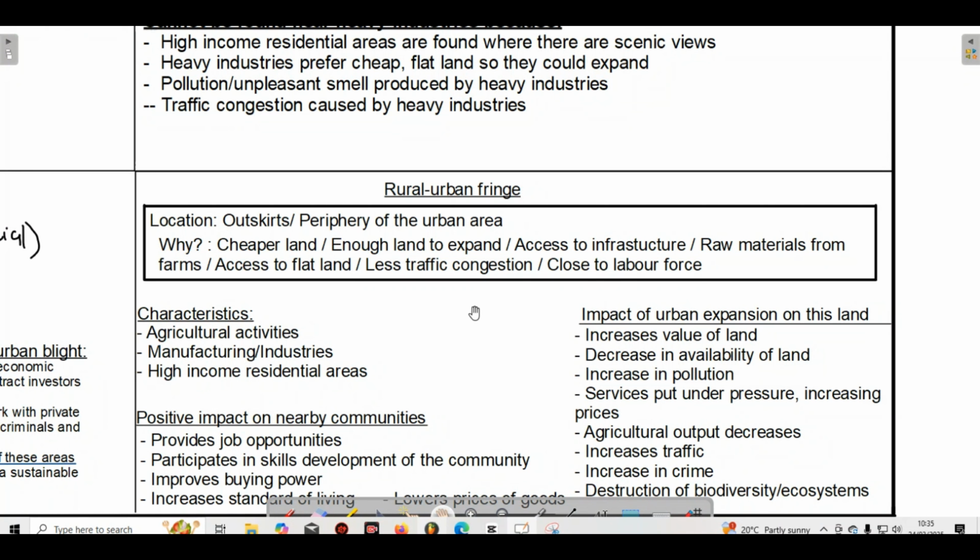In that particular diagram, you could have high income residential areas there, and they could ask you why they are there. Well, this area is far away from the CBD. That's the reason why. It's far away from the noise or the chaos, and it is naturally beautiful, naturally aesthetic, with scenic views, as we said. That's what high income residential areas are looking for. Beautiful views. They're looking for natural beauty, and so that's why you can also find them in the rural urban fringe.